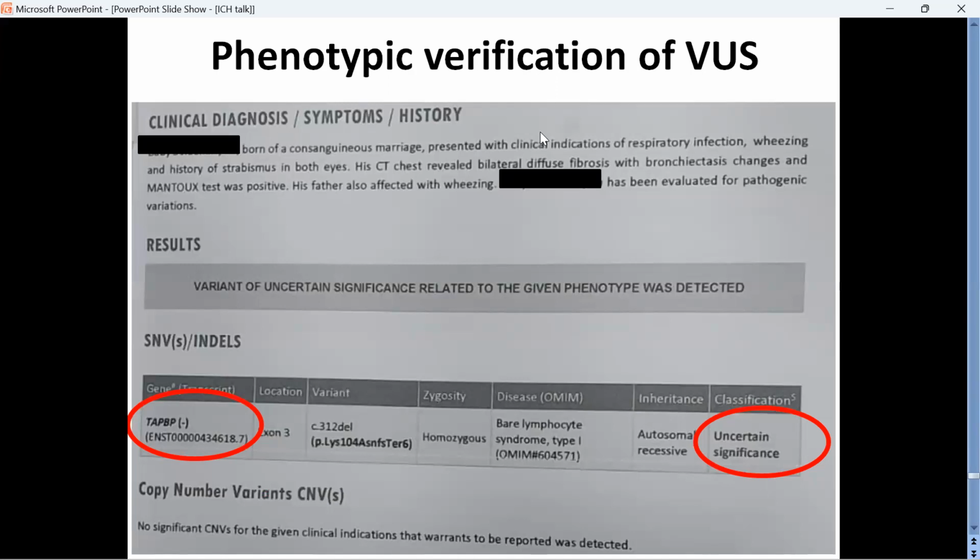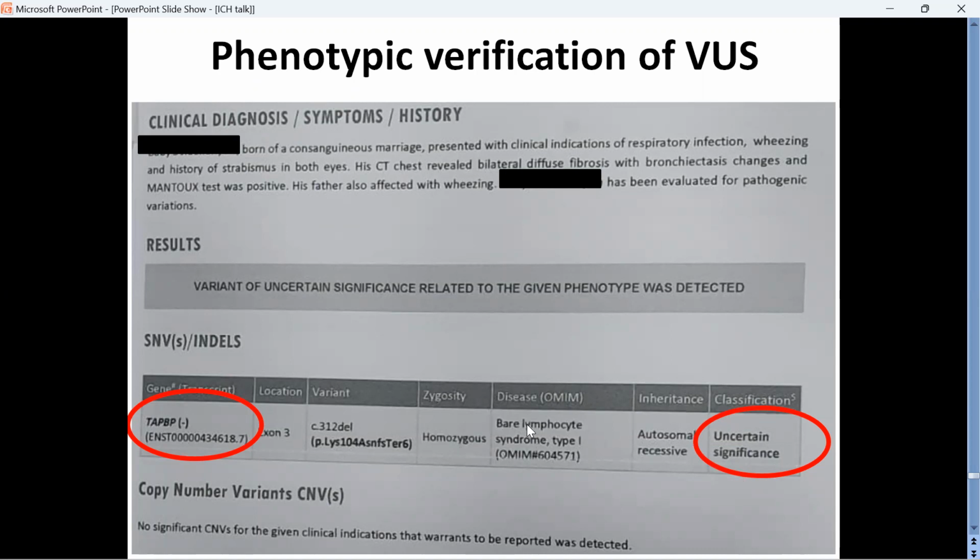Now we get a lot of reports mentioning a variant of uncertain significance. The clinician doesn't know what to do with this. Should I take this as a disease or should I ignore it? When you get a genetic or sequencing report like this, flow becomes very handy. When you have a variant of uncertain significance, you can phenotypically verify whether it is really significant or not.